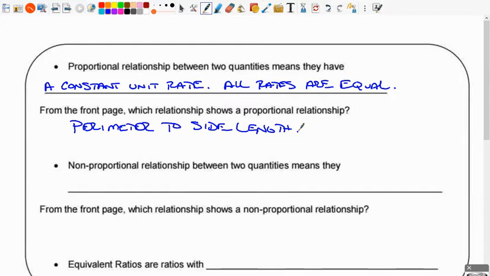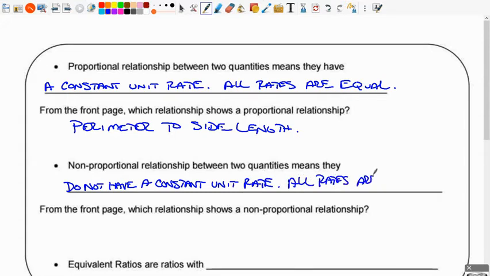A non-proportional relationship between two quantities means that they do not have a constant unit rate. Okay, and so that means that all rates are not equal. Okay, you might get some rates that are equal, but if not all of them are equal, then you're going to have a non-proportional relationship.